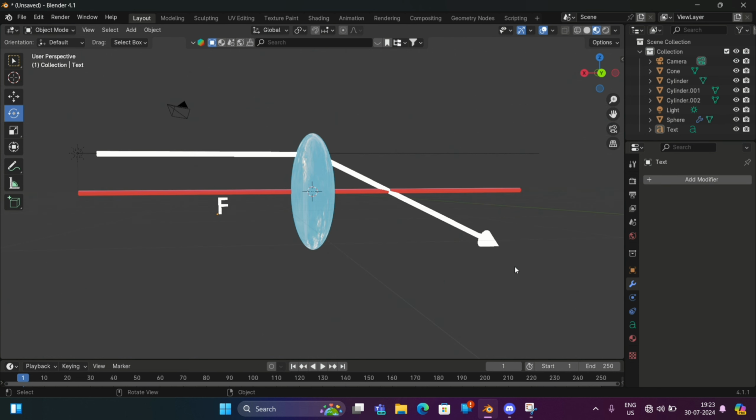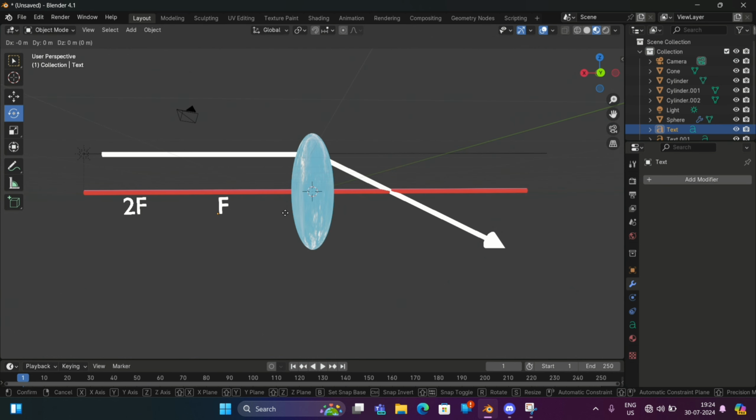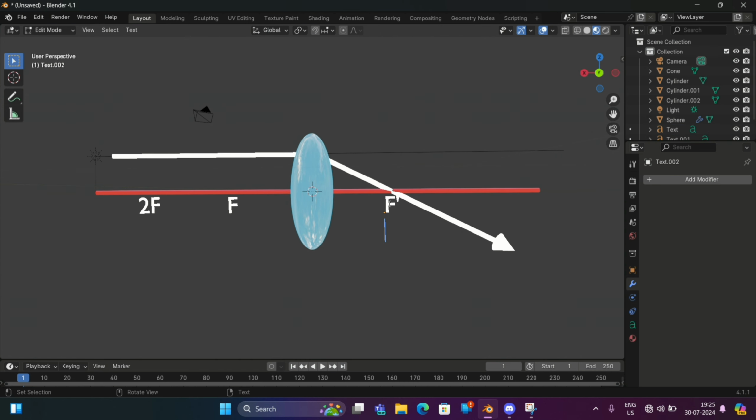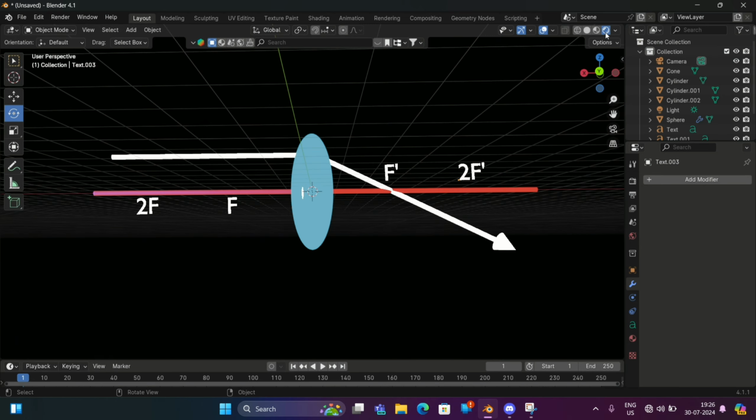I have written the center of curvature as 2F, and I did the same, I duplicated it on the right hand side of the convex lens, the converging lens, and accordingly I have given them the values F dash and 2F dash.